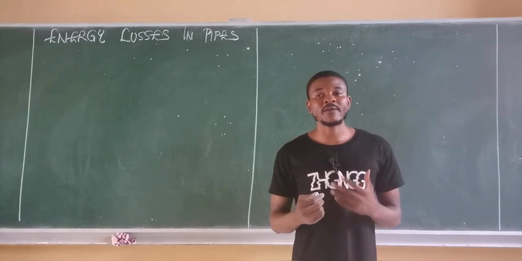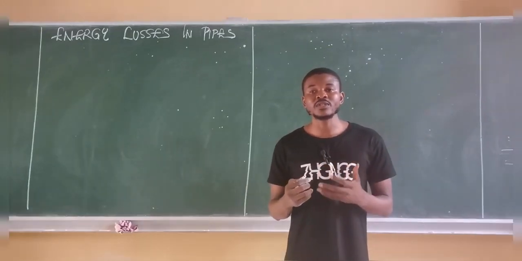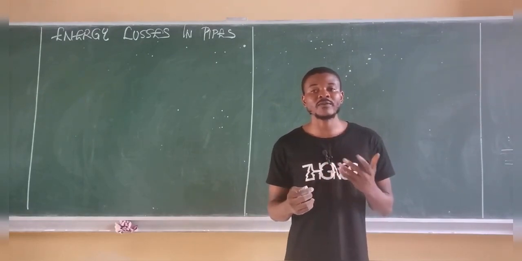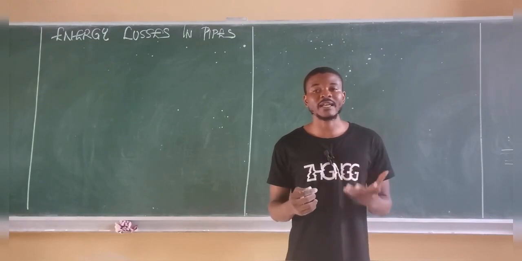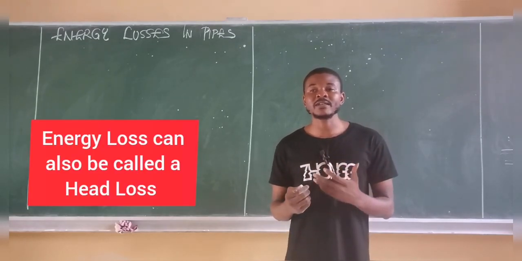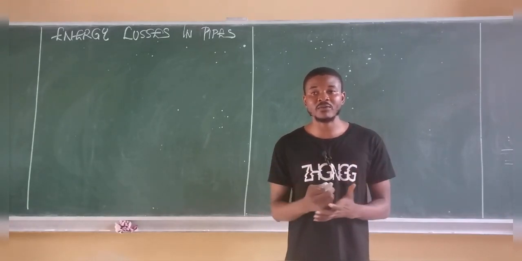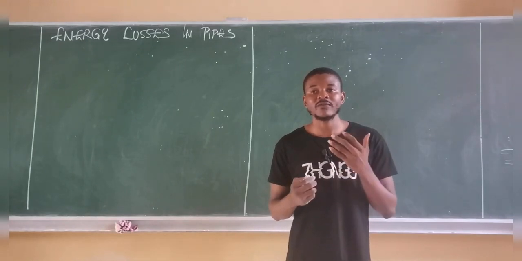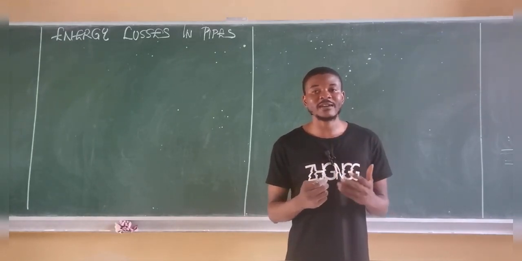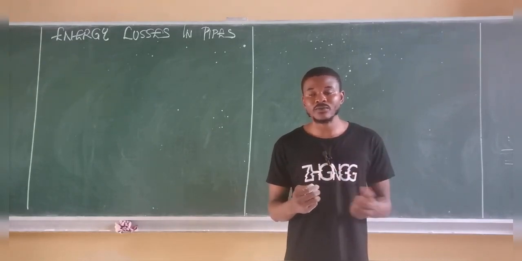Now, we all know that whenever fluid flows through pipes, it encounters some form of resistance, which leads to a decrease or drop in the flow of fluid. This decrease or drop in the flow of fluid causes what is called an energy loss, which can also be called head loss. I've said when we talked about pressure measurement using a manometer tube that fluid energy or fluid pressures are usually measured in terms of heads. So the energy loss can also be called a head loss.